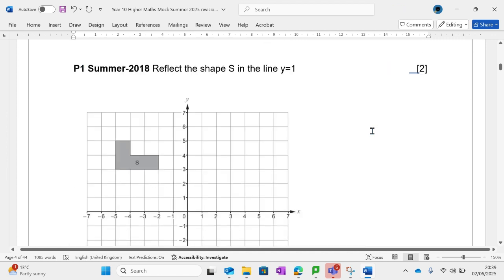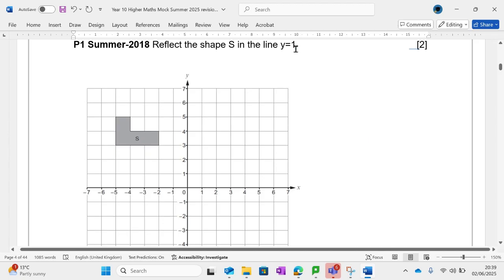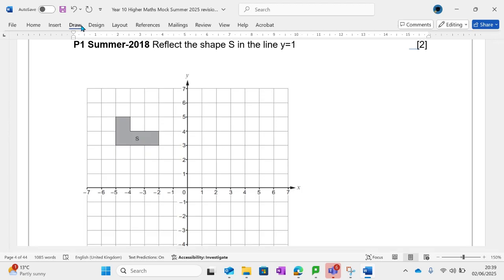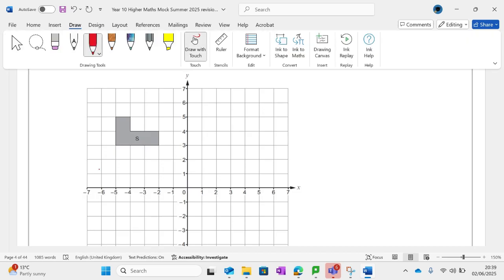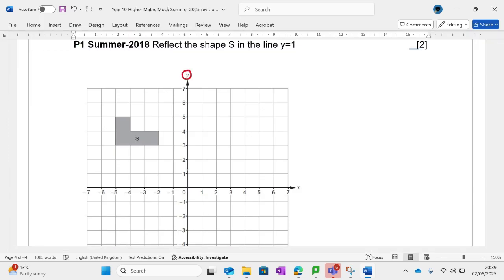And then a few reflections. The line y equals 1. Remember, y equals 1 is a line that's going to go across. Let me get a pen quickly. So y equals 1 is a line that's going to be in the same direction as the x-axis here. So this is going to flip down. 2 above becomes 2 below, etc.